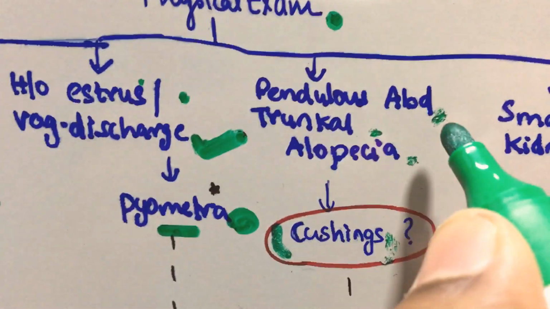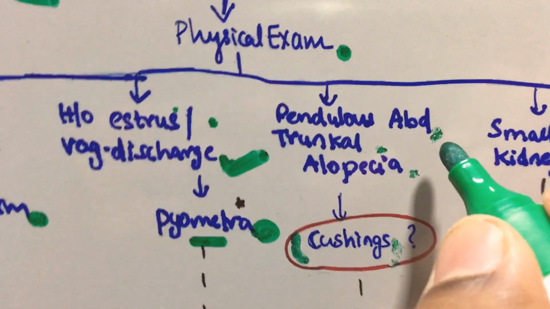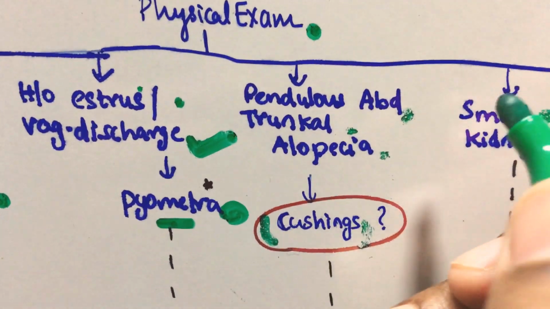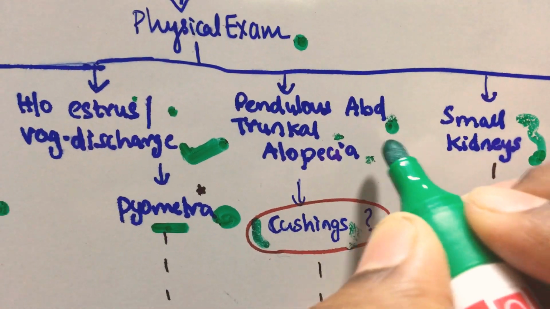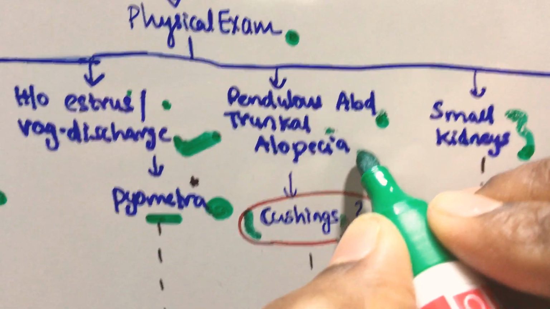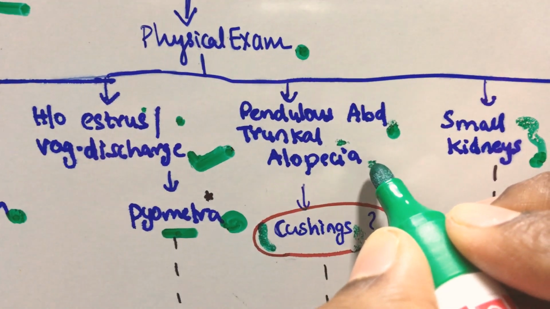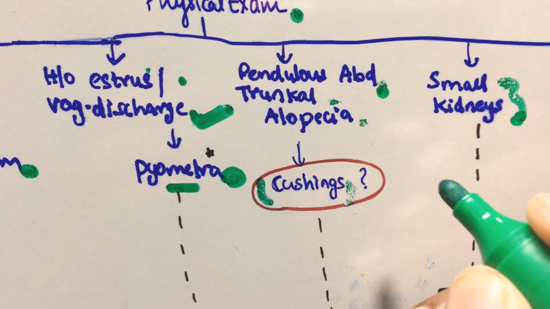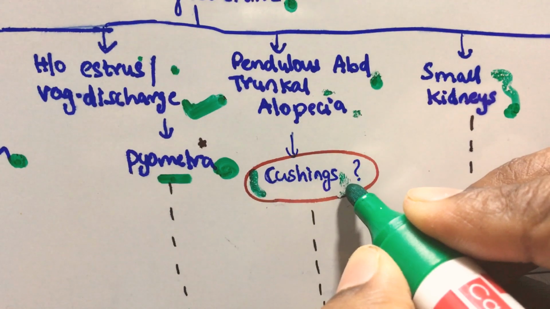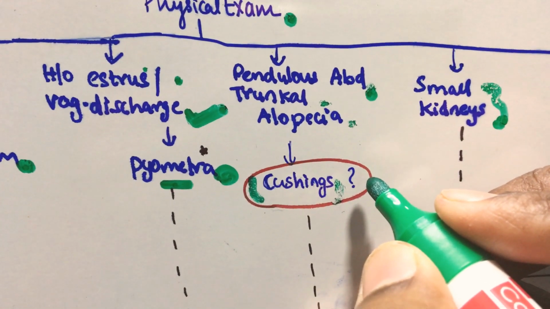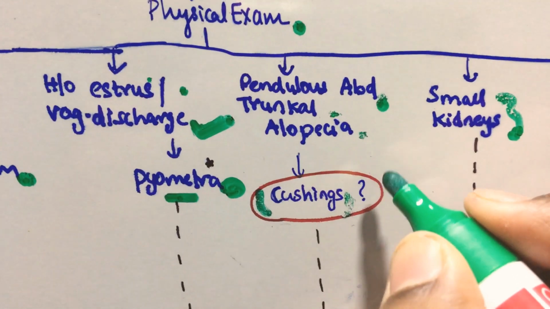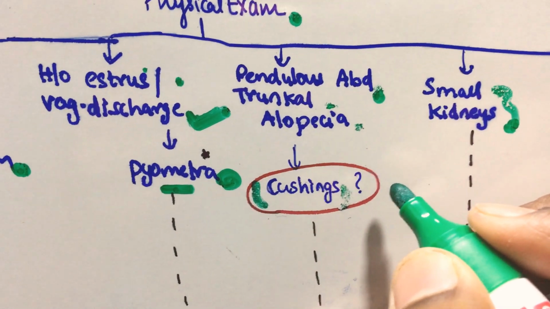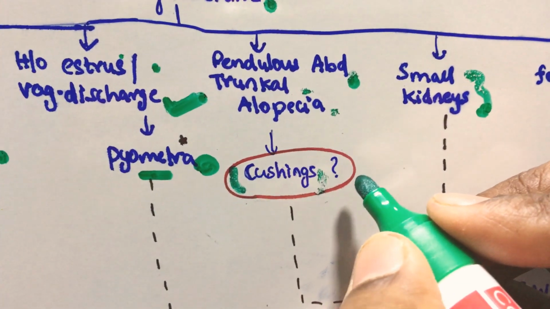Similarly, if a middle-aged to old dog comes to your clinic with a pendulous abdomen, truncal alopecia, skin thinning, all those signs, the first thing you need to suspect is Cushing's. How do you confirm Cushing's? Again, you will do a low dose dexamethasone suppression test followed by an ACTH stimulation test.